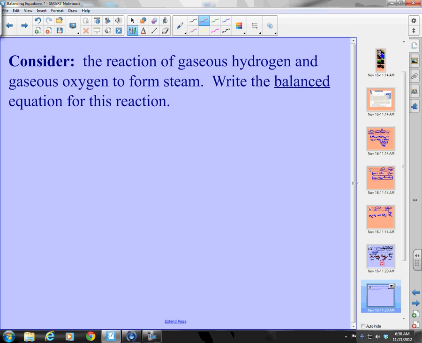Are you ready? You brought me back? All right. Reaction of gaseous hydrogen. First thing I want to do is gaseous hydrogen and gaseous oxygen to form, that looks like my yield arrow, steam. All right. So ID my reactants. Hydrogen and oxygen are my reactants.